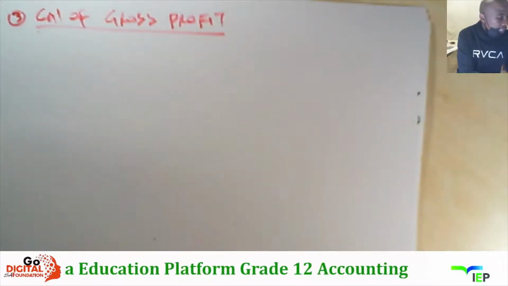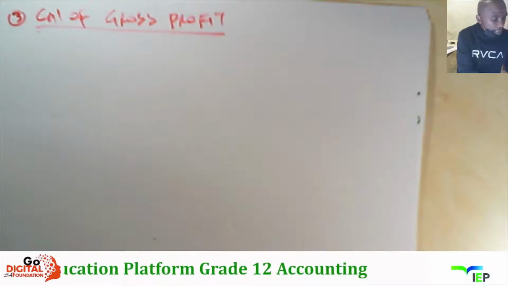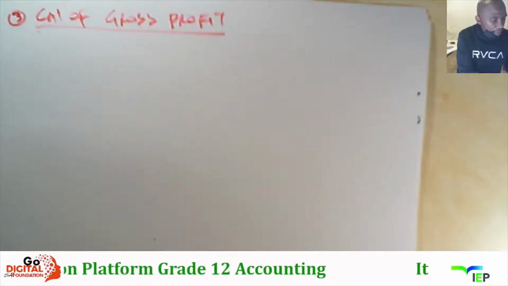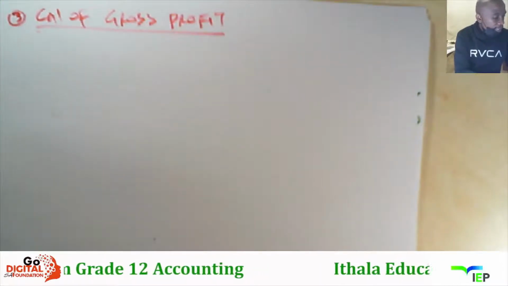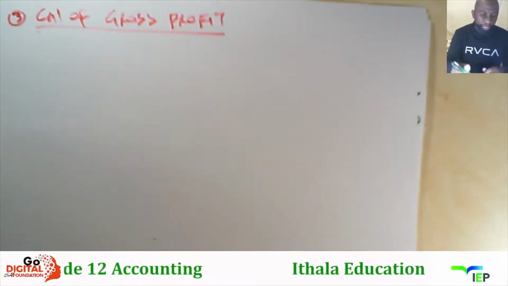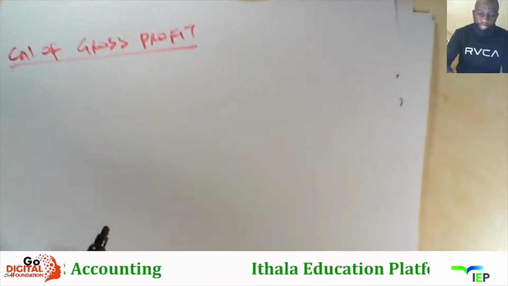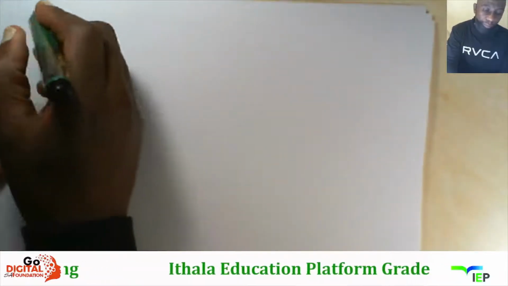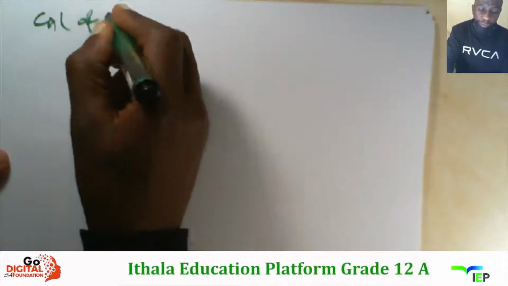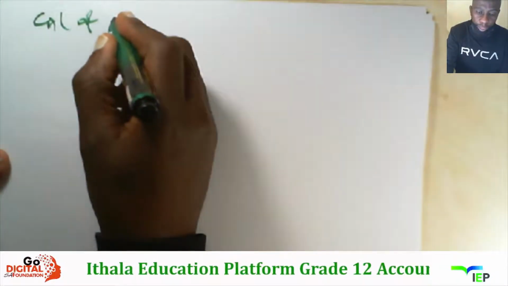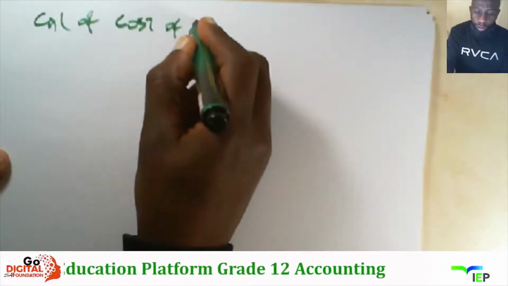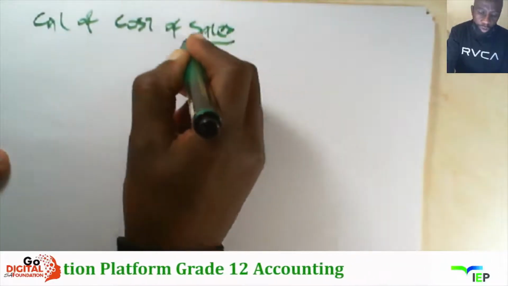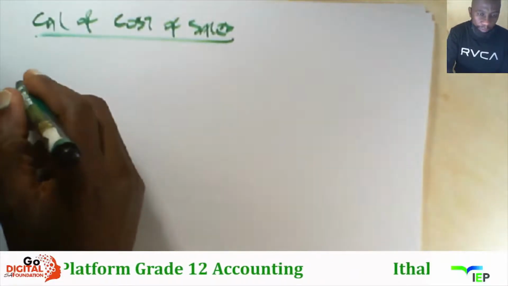So we have to say sales. Okay, let's start from here. I think let's make it easy. Let's just start here as part of the working. Let's just say calculation of the cost of sales.